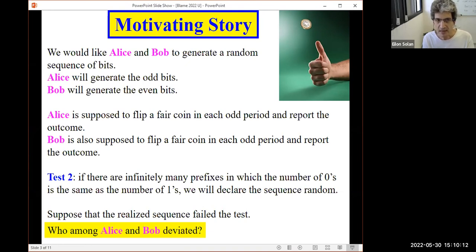So anyway, this is our motivating story. We have a process, flipping a fair coin. Two players, one flips the coin in even periods, the other in odd periods. We have a target set. In our case, the target set was that the random walk returns to the origin infinitely often. Suppose that we did not reach the target set, and we would like to identify the player who deviated.